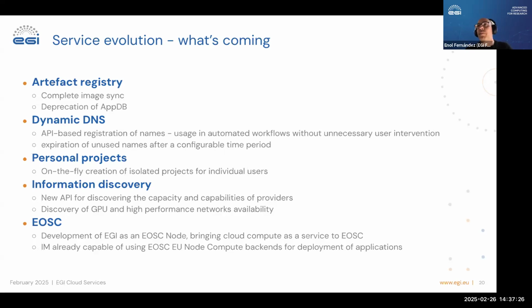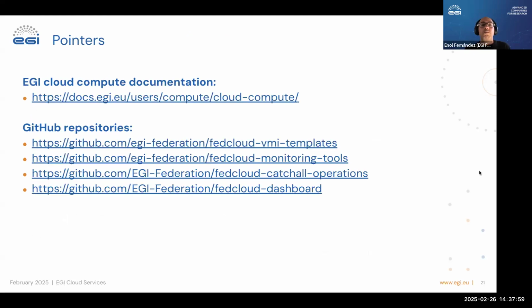And one thing that we already have in place, we have this infrastructure manager that is able to talk with our EGI Cloud Compute service, but it's also capable of talking and interacting with the EOSC node compute resources. So you can already, from the EGI infrastructure manager, deal with infrastructures that are running in the EOSC node. So that's already available. If you have an allocation, you can also manage those resources.